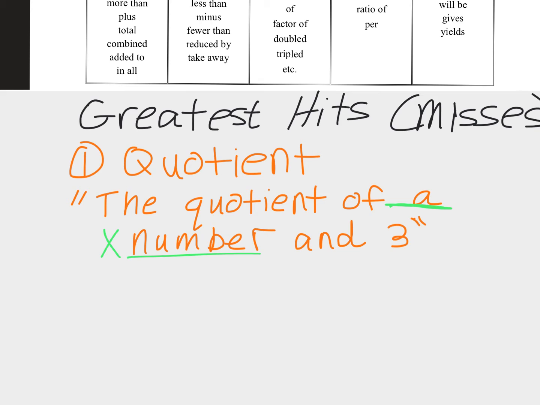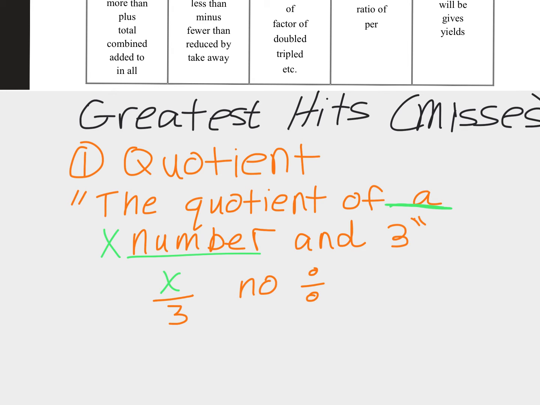So, the quotient of a number and 3. When you write that down, you just go in the order that it's written in the problem. So that means X divided by 3. And remember that we don't use that baby division symbol anymore.